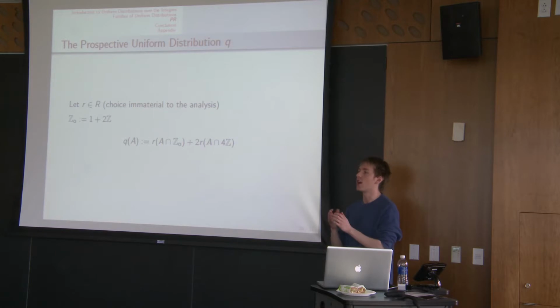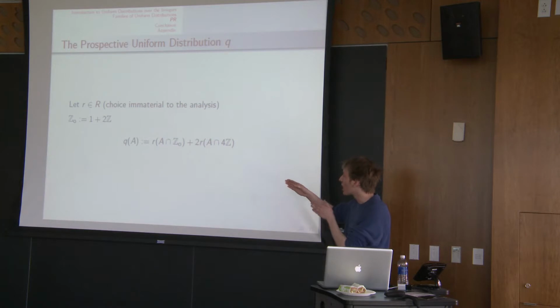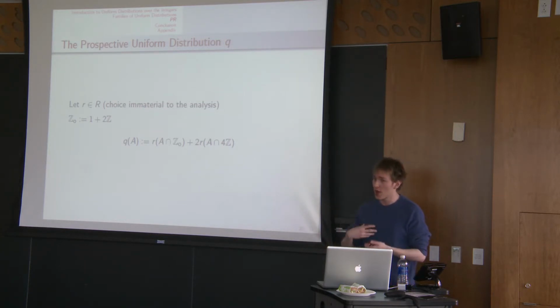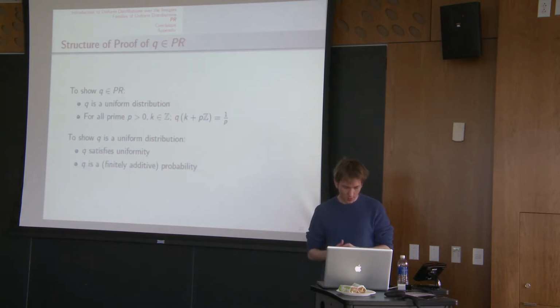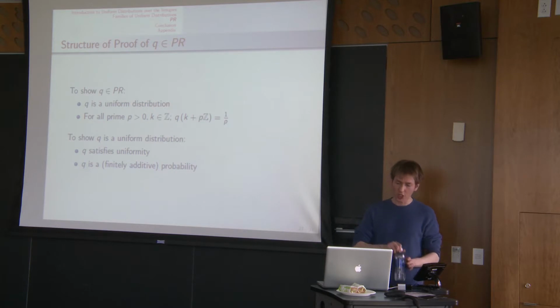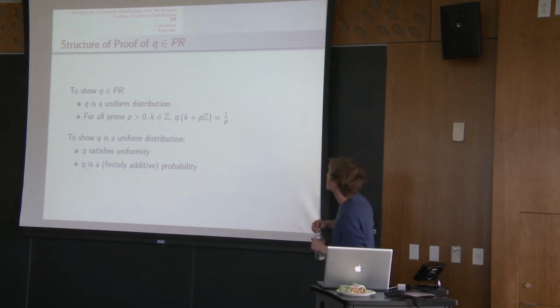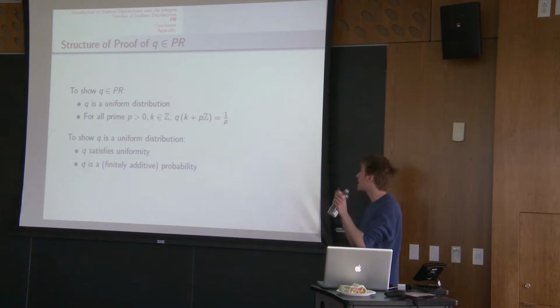The interpretation of this definition is that we are assigning normal weight relative to r to the portion of A in the odds. And we're assigning double weight to the portion of A in the multiples of 4. And we're assigning no weight to the portion of A in the multiples of 4 with shift 2. So the multiples of 4, the multiples of 4 with shift 2, and the odds are a partition of the integers. Okay, so we want to show that Q is in PR and that Q is not in R. We're going to start by showing that it is in PR.